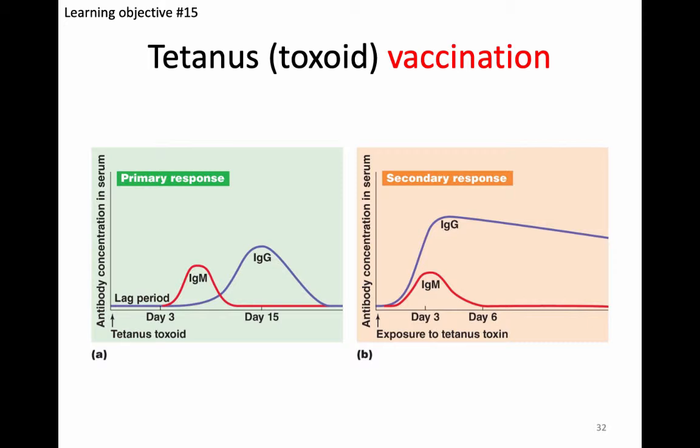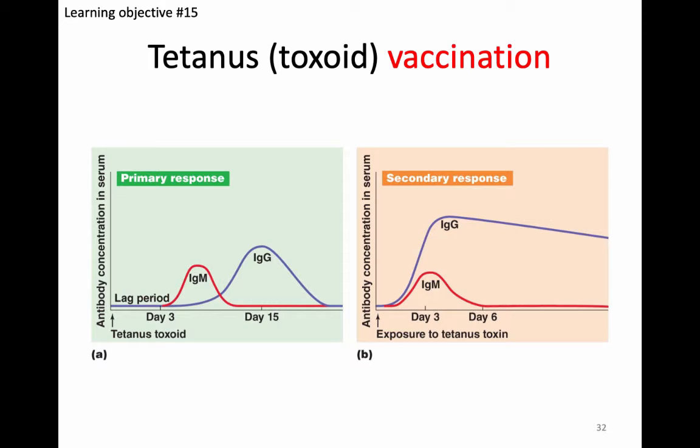So here we have an example of a subunit vaccine. This is the vaccine against tetanus. Tetanus is a disease caused by bacteria, but the damage in tetanus is from the tetanus toxin. So by altering the toxin into a toxoid and injecting that into humans, you can initiate a primary immune response, which will not make the individual sick, but will give them antibody and memory cell protection against the tetanus toxin if they're ever exposed to it.